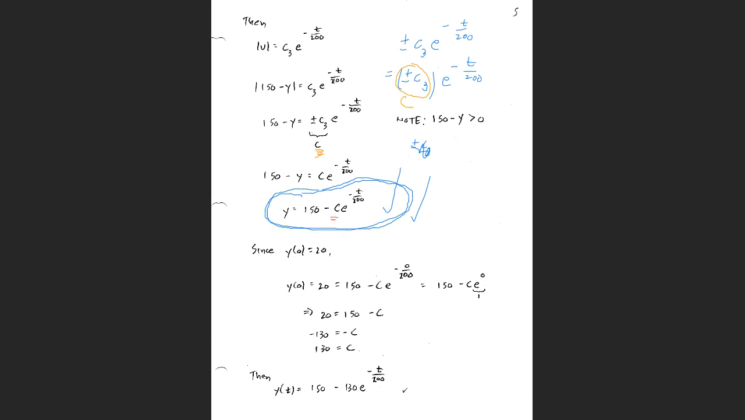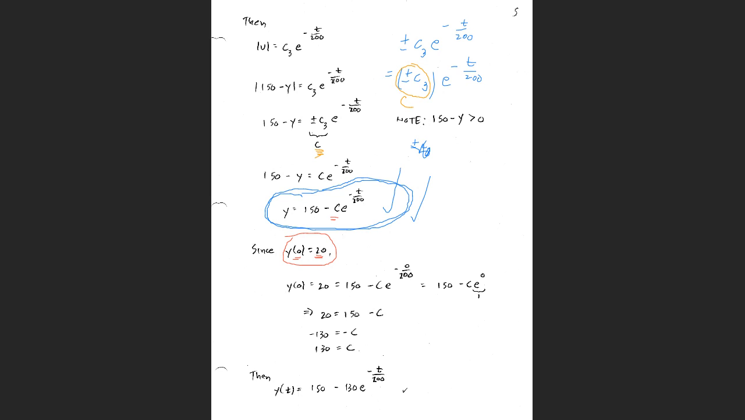Yeah, I want to solve for that constant C. So I have an initial condition. We were told that the tank contains 20 kilograms of salt. So at time 0, the salt content of the tank is 20 kilograms of salt. So I can use that initial condition to solve for that constant C. And that's what I do here.